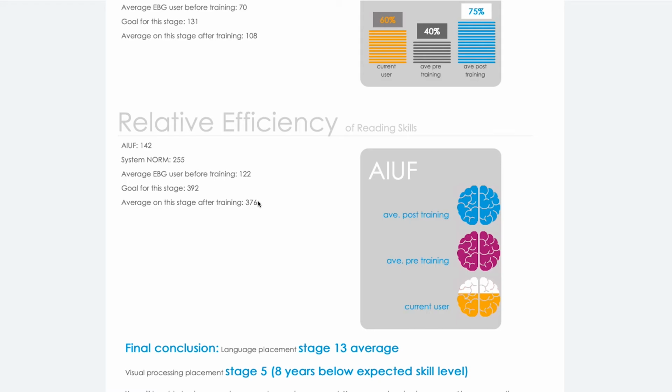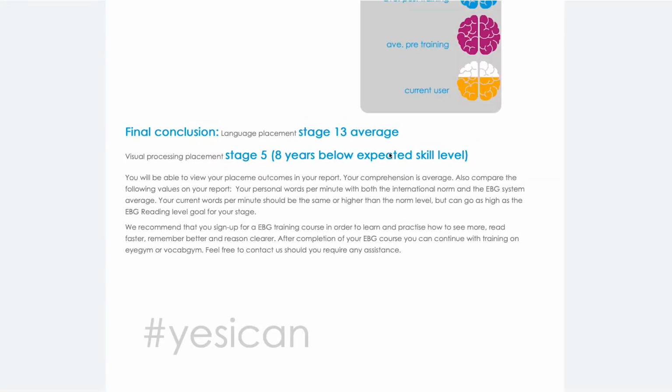So when we look at this as a whole, for this student, the language placement was on stage 13. The visual processing placement is 8 years. It was on stage 5. It is 8 years below what is expected of a student on level 13. And the great thing is, as I've indicated now earlier, that we can see, for instance, with the reading level, that the average of students is above the norm.